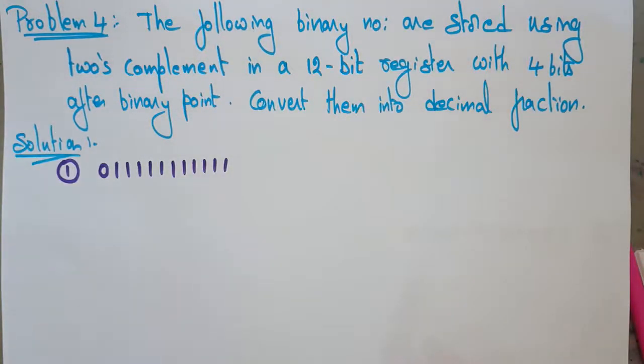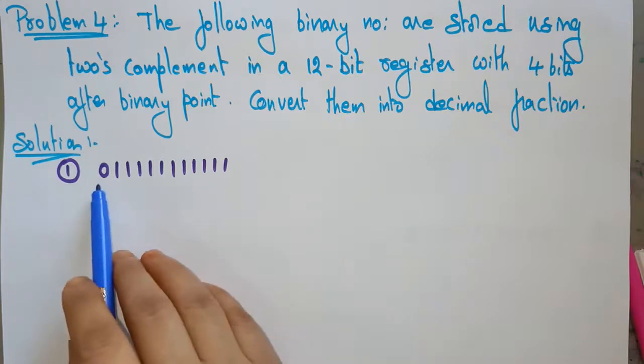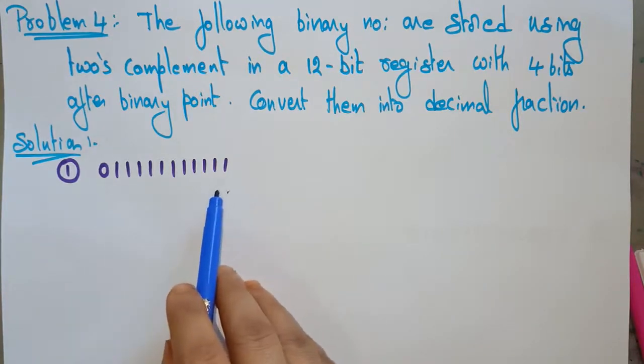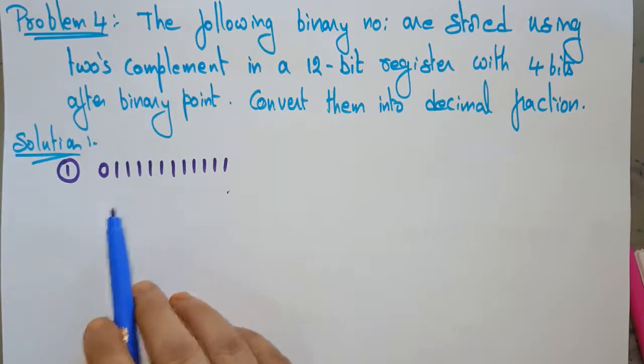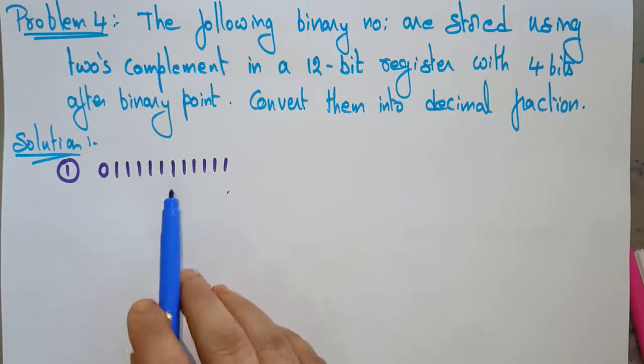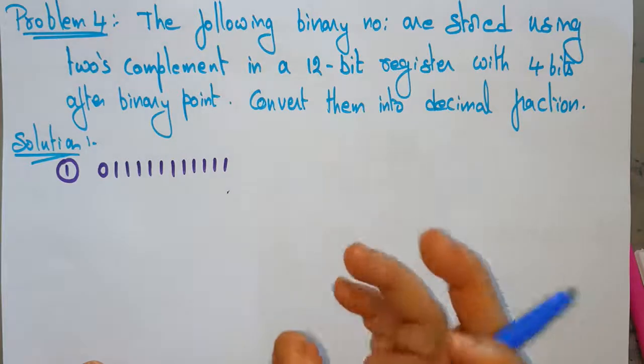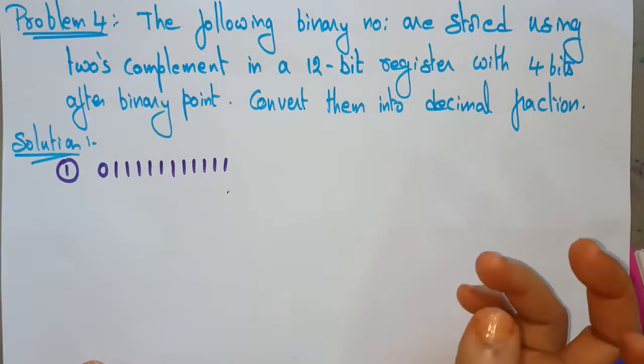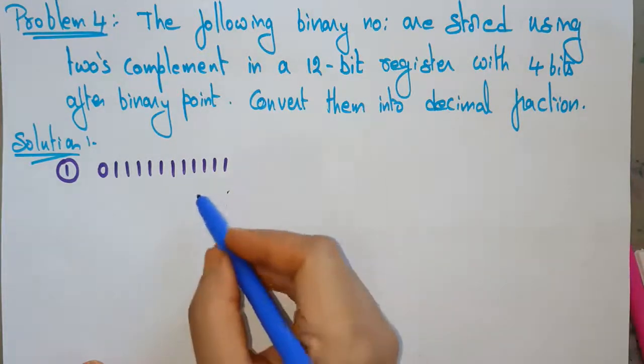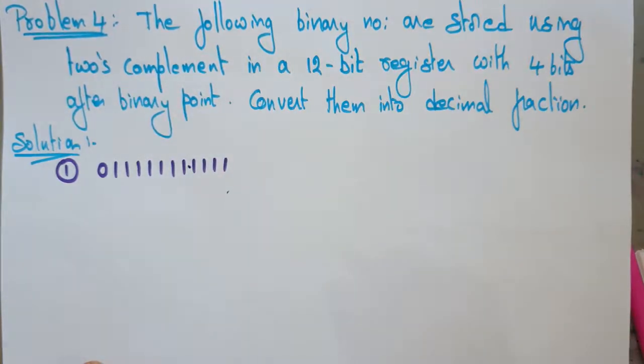The following binary numbers are stored using 2's complement. So using 2's complement, they are already stored. Okay. In a 12-bit register, means there are a total of 12 bits. So this binary number is using 2's complement. It is stored in a 12-bit register with 4 bits after the binary point. Means they are giving a condition. What is that? 4 bits after the binary point.